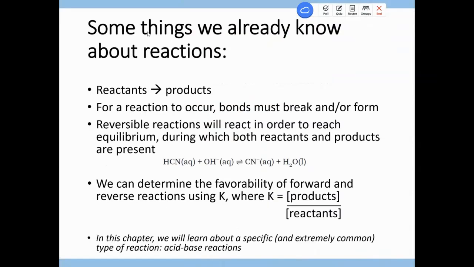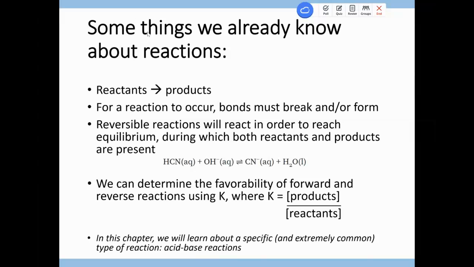But some things that we already know about reactions. Well, we know that we have reactants that form products. For a chemical reaction to occur, bonds must be broken or formed from those reactant molecules to form products. We start with one set of molecules and we end with a different set. In order for that transformation to be a chemical reaction, chemical bonds have to break or form. Otherwise, you're ending with the same molecules and nothing has changed.